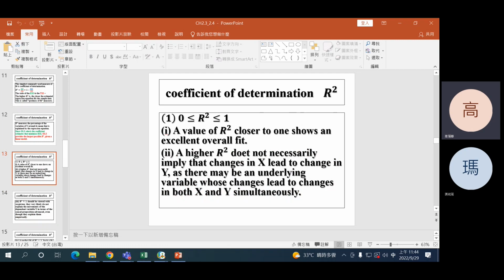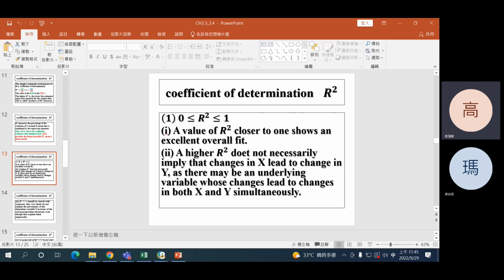So R square is between 0 and 1. The value of R square closer to 1 shows an excellent overall fit. But a higher R square does not necessarily imply that changes in X lead to a change in Y, as there may be an underlying hidden variable which leads to the change in both X and Y simultaneously.